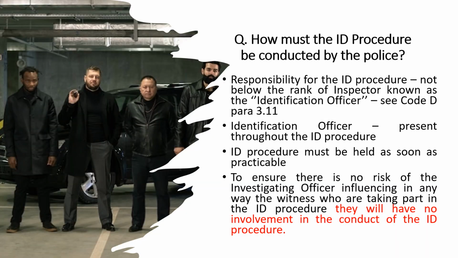And as you know, the test your knowledge answers are at the end of this video. But let's look at the content first. Question: how must the ID procedure be conducted by the police? There are 4 bullet points. Responsibility for the ID procedure lies with an officer not below the rank of inspector, known as the identification officer, see Code D, paragraph 3.11. The identification officer is present throughout the ID procedure. The ID procedure must be held as soon as practicable, and to ensure there is no risk of the investigating officer influencing in any way the witnesses who are taking part in the ID procedure, they will have no involvement in the conduct of the ID procedure.